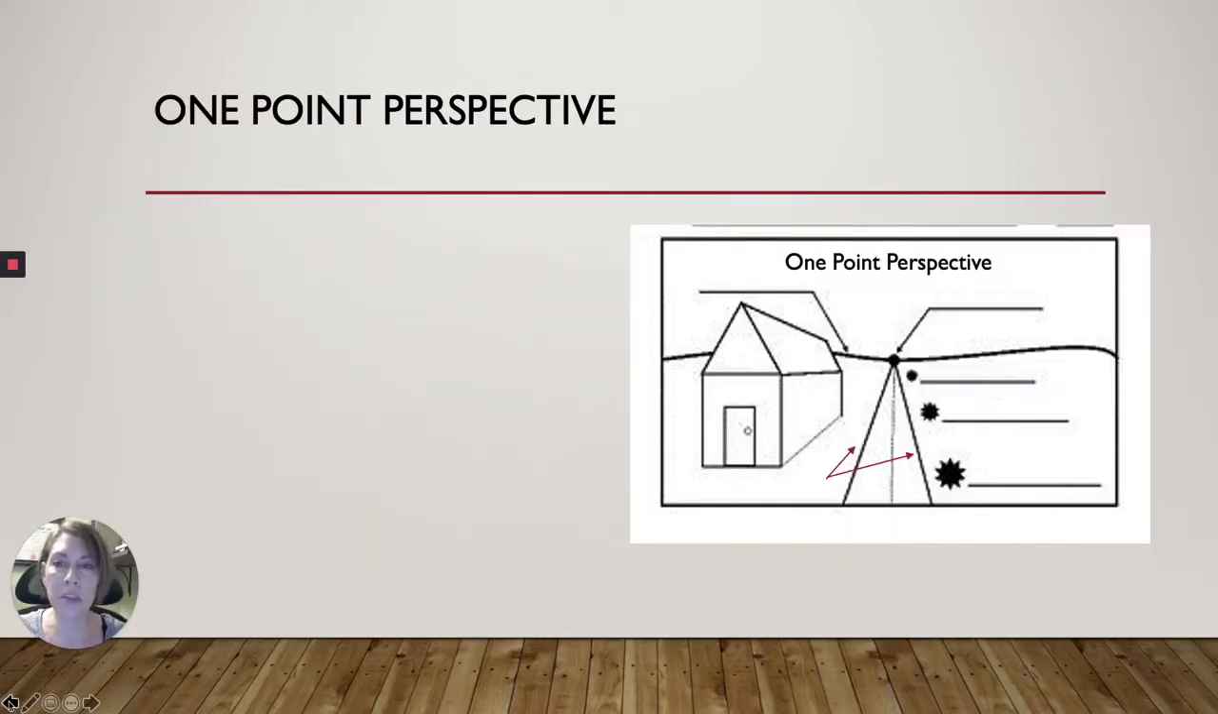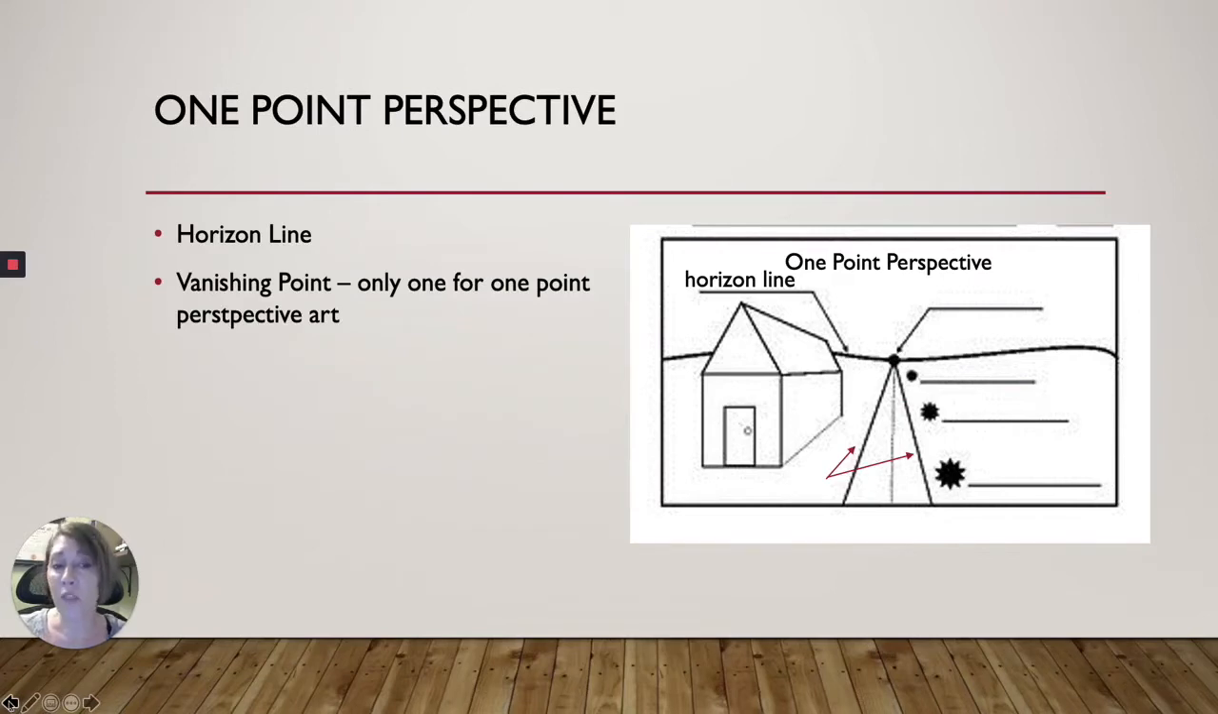So we have something here called one-point perspective. We're going to start here with this horizon line. The horizon line is actually where the sky meets the earth, or the water, or the land. And it's that horizontal line that goes across the middle part of this page. Then we're going to talk about the vanishing point. Now that vanishing point is the place where those parallel lines appear to come together in the distance.